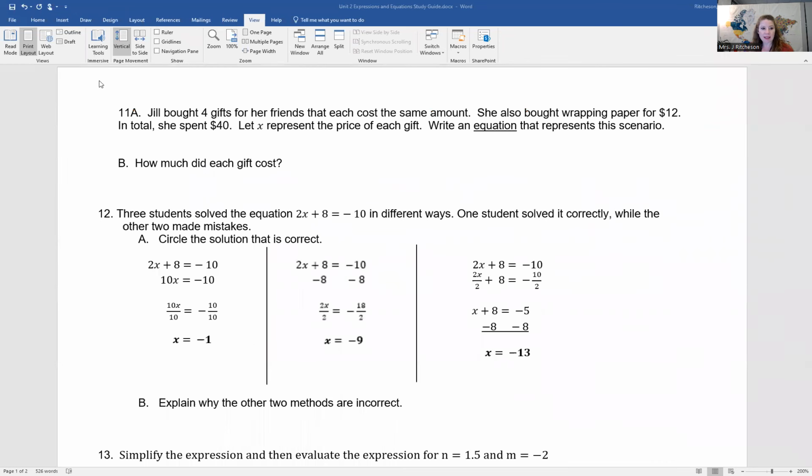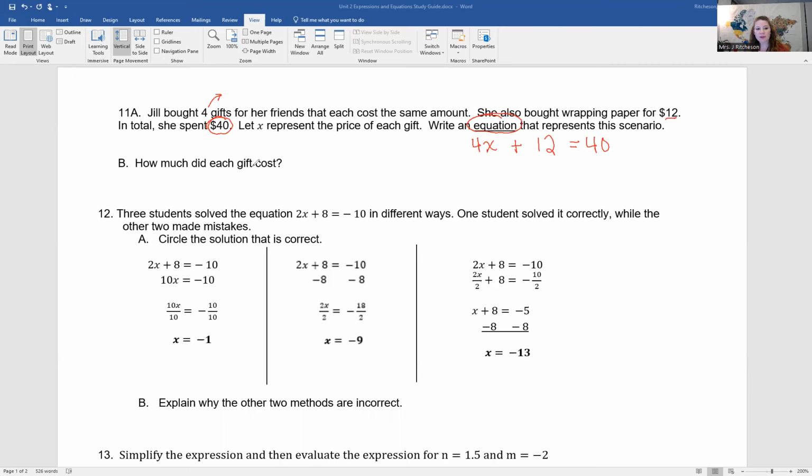Number 11a, it says Jill bought 4 gifts for her friends that each cost the same amount. She also bought wrapping paper for $12. In total, she spent 40 as our total, so something equals 40. Let x represent the price of each gift. So we know she bought 4 gifts. So if we had 4 gifts that cost the same, we would multiply 4 times the price of each gift. But we also know that she spent $12 on wrapping paper. And so this is our equation. This is the equation that represents the scenario.